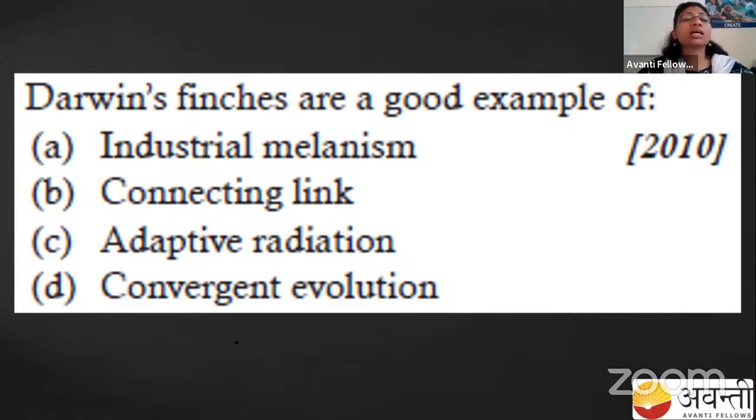Your question is, Darwin's finches are a good example of what? Option A, industrial melanism. B, connecting link. C, adaptive radiation. Or D, convergent evolution. Students, you can give your answer through the poll, and those who are not able to give the answer through the poll can give their answer in the chat box.